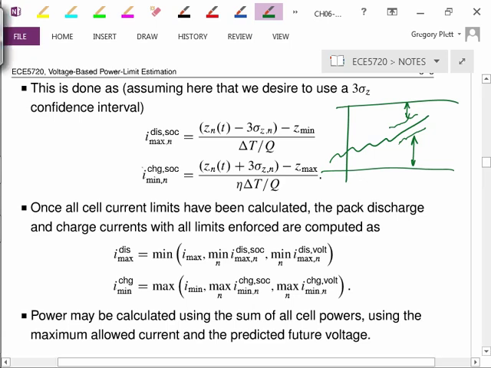So discharge power, computed to enforce an SOC limit, takes the state of charge estimate from maybe a Kalman filter, subtracts 3 sigma, and uses that as the SOC estimate. It uses this value for discharge. And for charge, takes the SOC and adds 3 sigma, uses this value here when computing charge power.